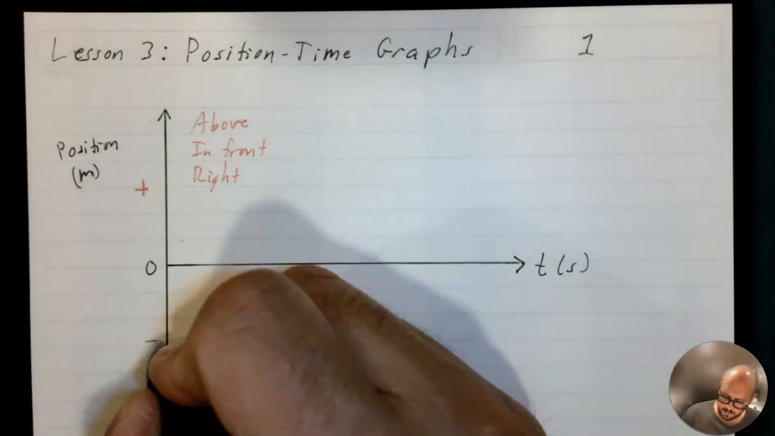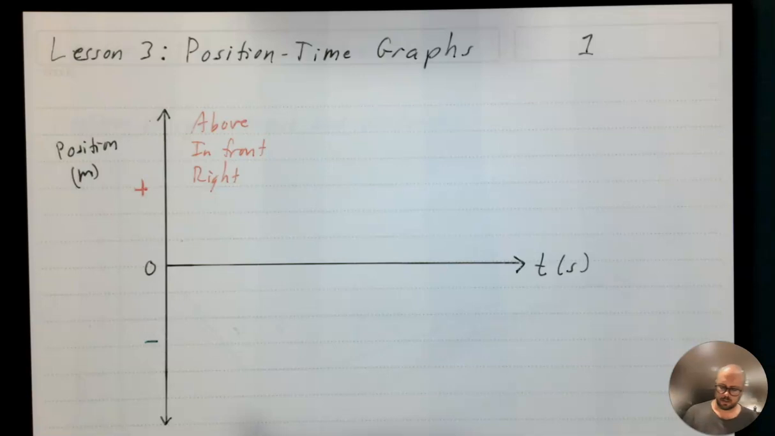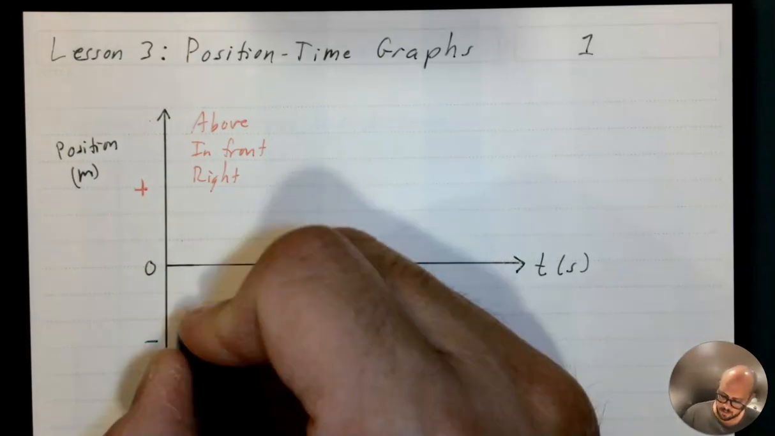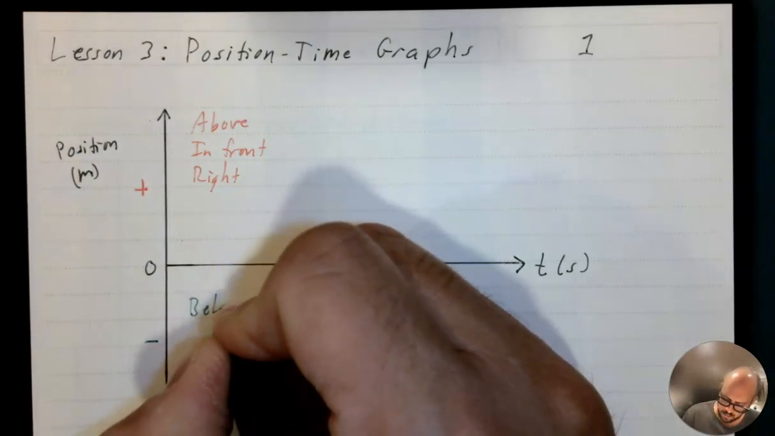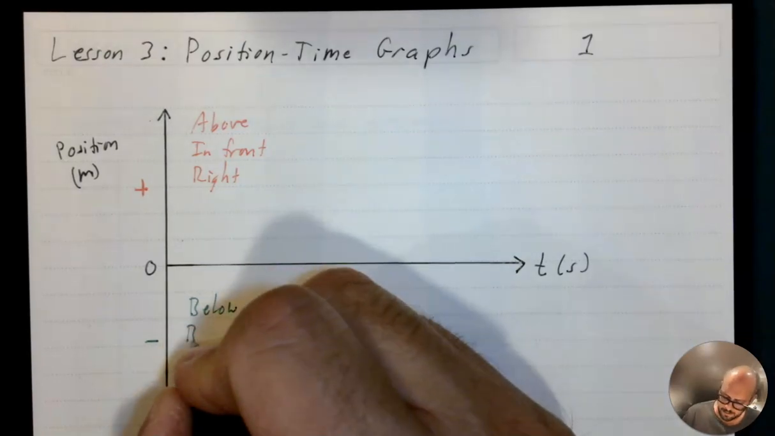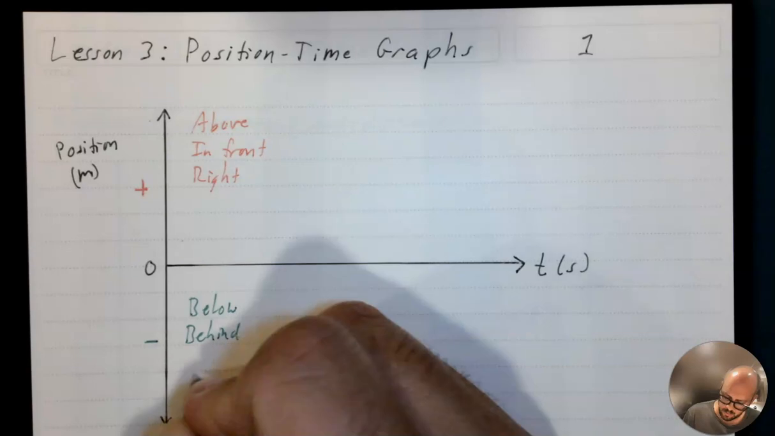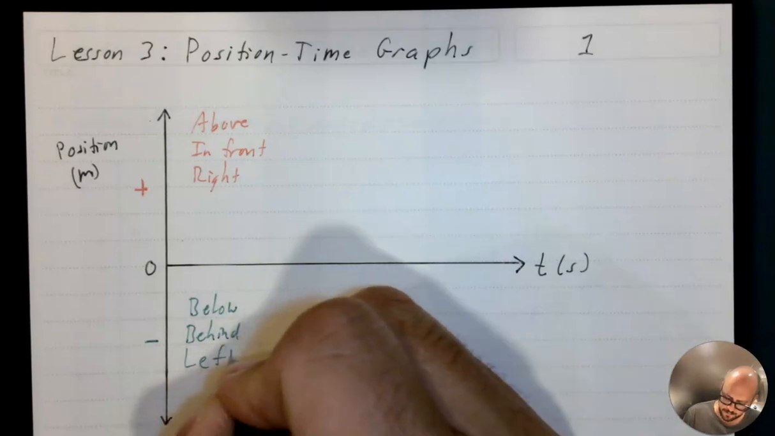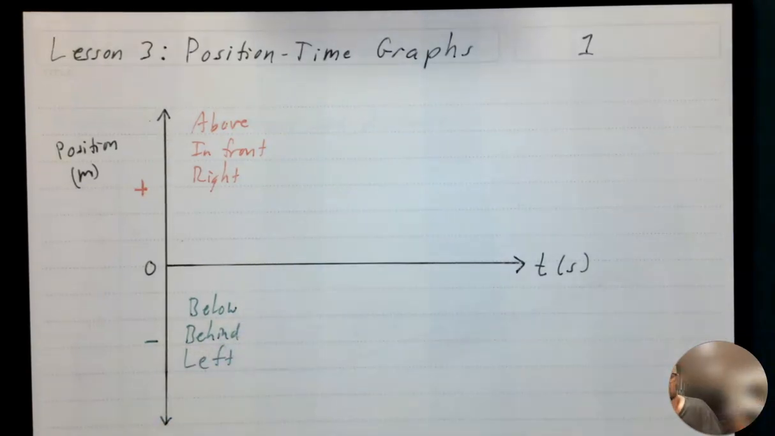Now, the negative quadrant here, if something has a negative position, then it might be below some reference point. It might be behind, or it might be to the left. And since we live in a 3-dimensional world, it makes sense to talk about things in 3 dimensions.